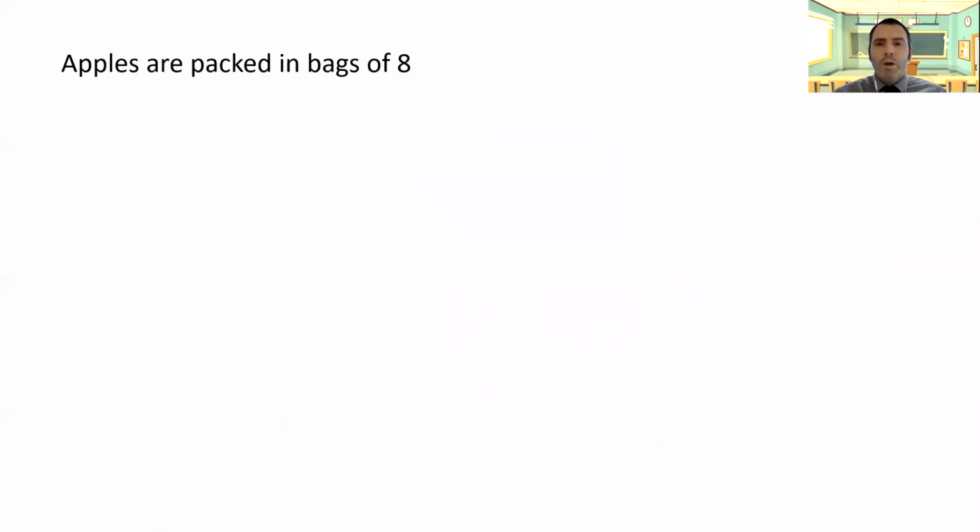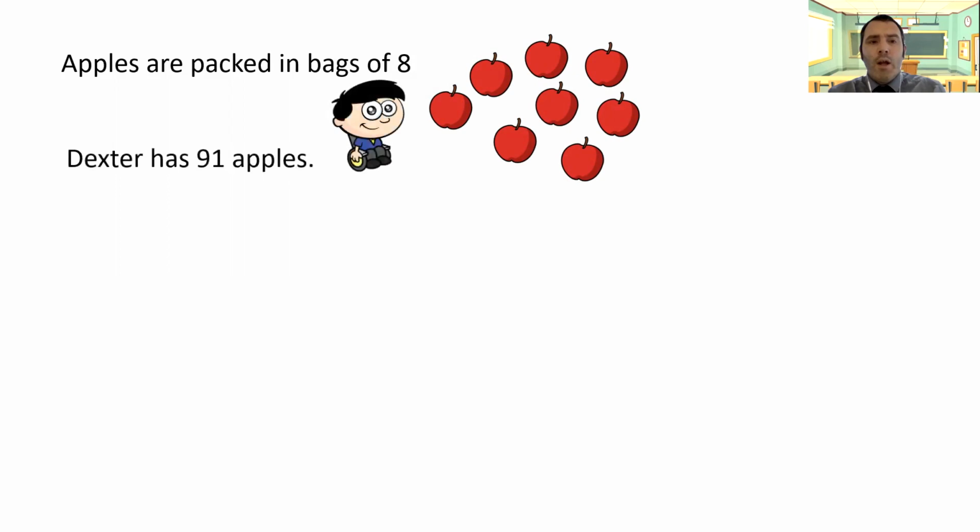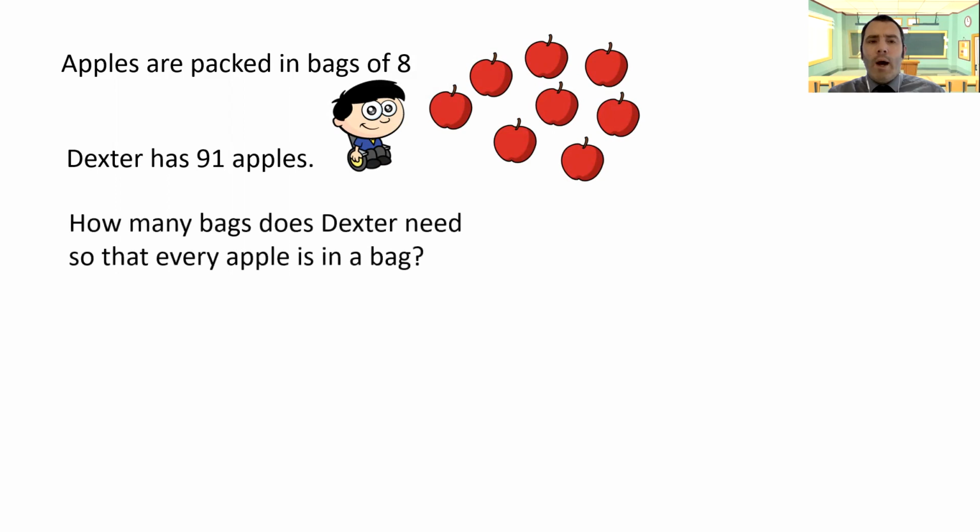Okay, let's move on and look at a little bit of reasoning now. So apples are packed in bags of 8. This is important, we need to remember this. There we go, 8 apples, that's how many goes in one bag. Dexter has got 91 apples. How many bags does Dexter need so that every apple is in a bag? Have a think. See if you can work this one out. This is a challenge for you guys. See if you can apply what you've learned today and work this one through. Press play when you're ready to carry on.